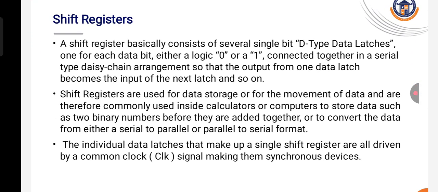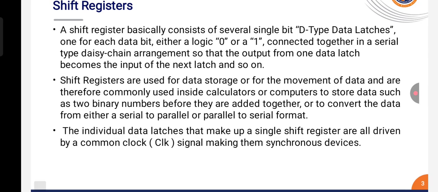A shift register basically consists of several single bit D flip flops, each storing one data bit, either a logic 0 or logic 1, connected together in a serial daisy chain arrangement, so that the output from one data latch becomes the input of the next latch and so on.